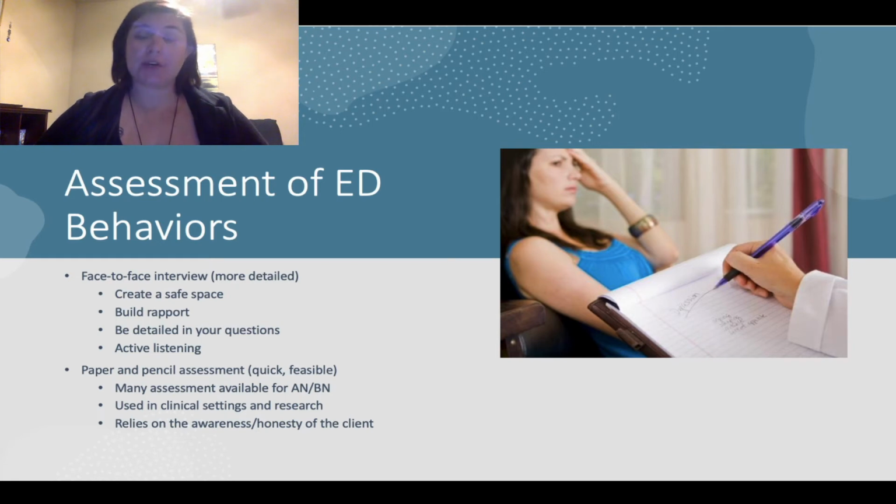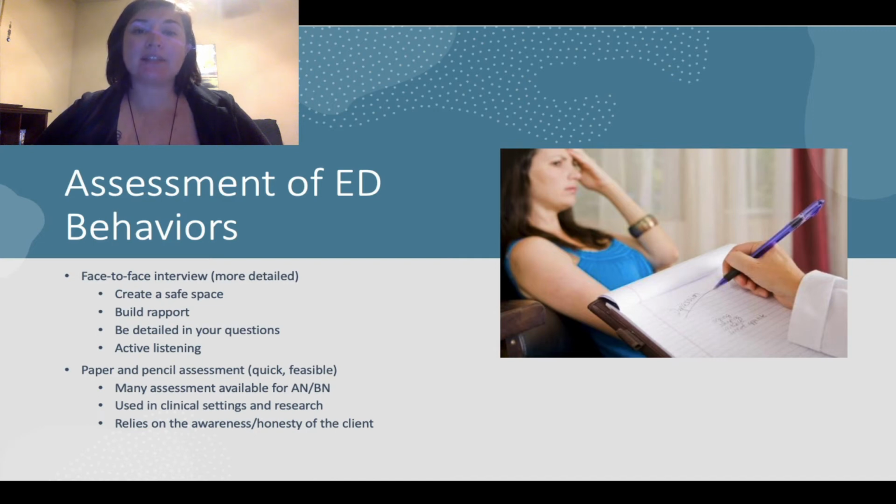We want to make sure we're creating a safe place for the individual so they feel like they can be honest. And this also helps build rapport, which helps people be honest with the answers of the interview process. We need to be detailed with our questions. So instead of saying, do you restrict your food? Instead of saying something broad like that, you can say, how many times do you restrict your food a week? 1 to 2 times or 6 to 7 times. Being specific helps them narrow down their answers instead of giving a general or vague answer.